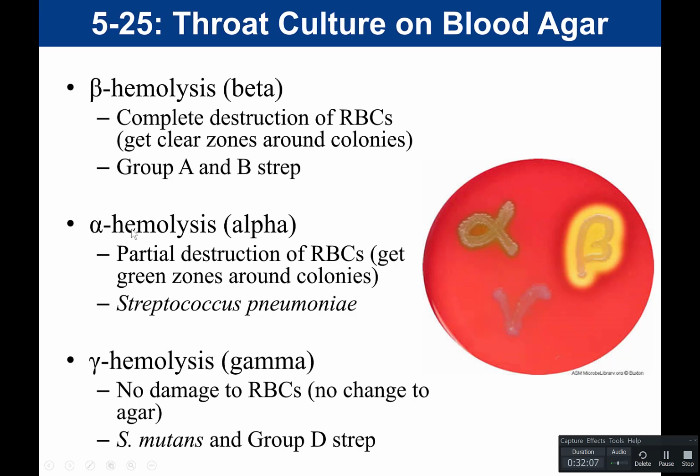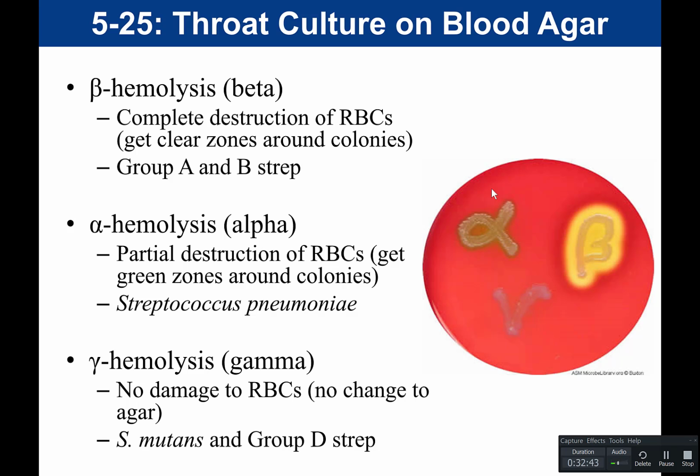Alpha hemolysis. This is going to be the partial destruction of red blood cells. And so you get this green zone around the colonies. And that's because the red blood cells, the hemoglobin, gets broken down into something called methemoglobin. And it gives the agar this kind of greenish hint because the hemoglobin is not fully digested. And so of the 5 strep that we test, Strep pneumoniae would be the one that would be alpha hemolytic.